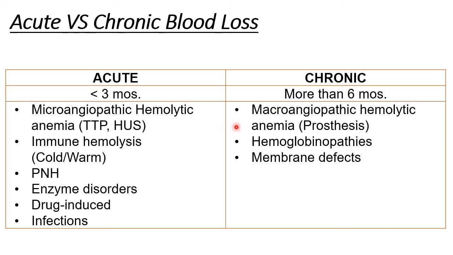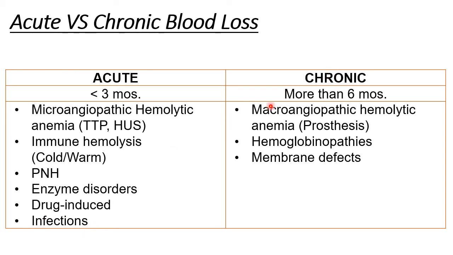So, anong mga condition ang nagpo-produce ng episodic or acute blood loss? Number 1, yung mga microangiopathic. So, yan yung mga TTP and HUS. Immune hemolysis, both cold and warm, can cause acute hemolysis. PNH, enzyme disorder, such as in G6PD and pyruvate kinase deficiency, drug-induced hemolysis, and infections.